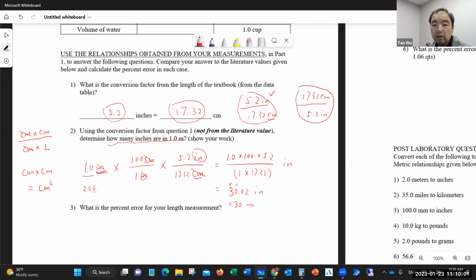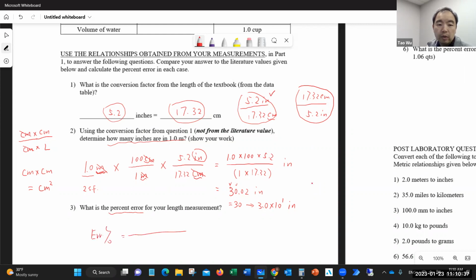So you convert the 30 to 3.0 times 10 to the one, and this is the scientific notation, and the answer will be in inches. Well, again, you may say this number is different from my number. Of course, it is different from your numbers because I just made up those numbers, but yours should be more accurate. And once you solve this problem, you're going to figure out the percent error.